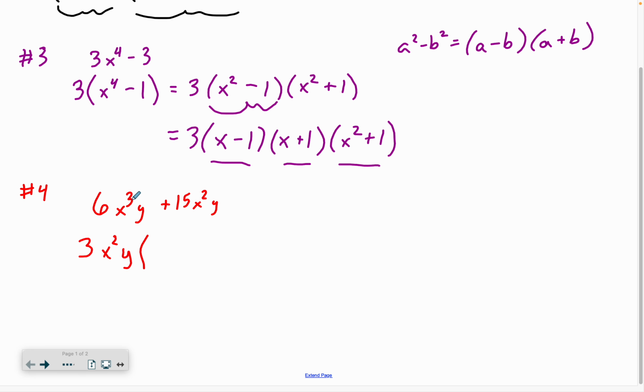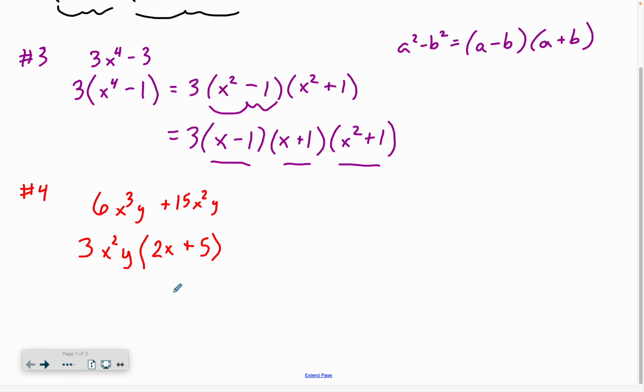Now what's remaining from this first term, when I factor 3 out of the 6, is a 2. When I factor an x squared out of x cubed, it's an x. When I factor a y out of the y, it's just 1. And then we add. When I factor 3 out of 15, I get 5. When I factor x squared out of x squared, just the 1 remaining. And same thing with the y. So that's all the more you can do with that.